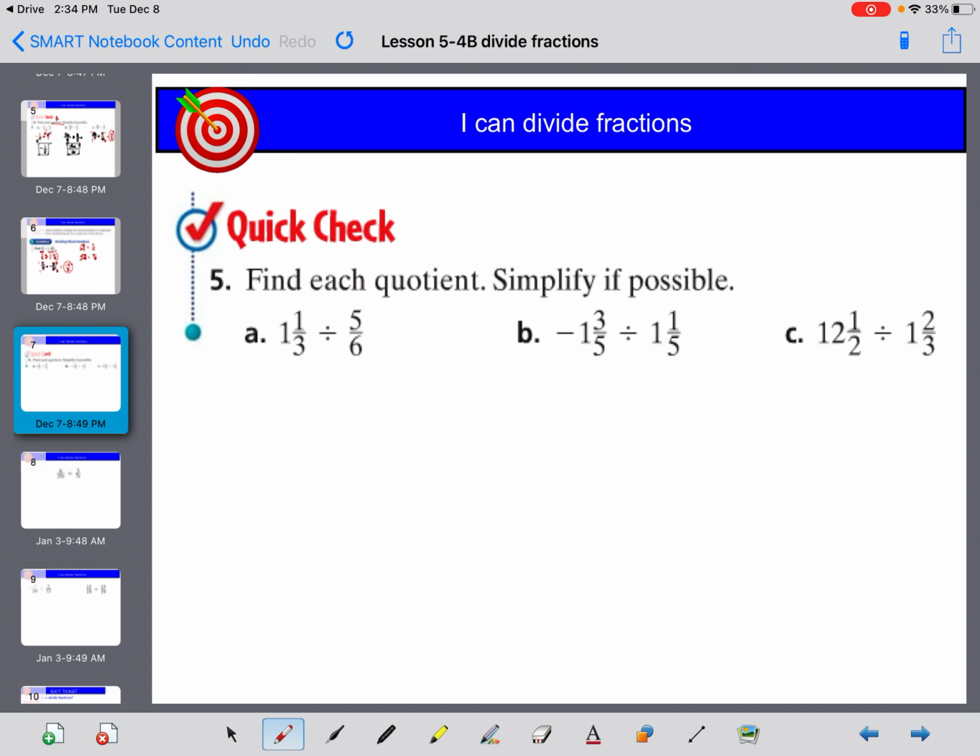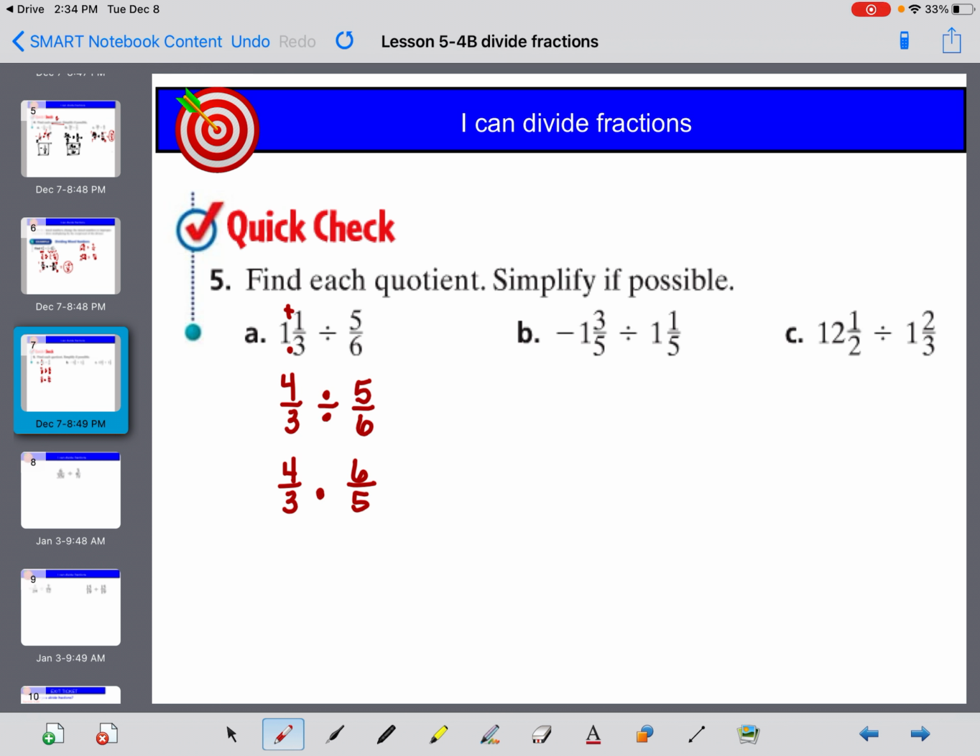That might give you a bit of a challenge, so I'd like to work one more together with you. This one is also in your notes, so let's try it. 1 and 1/3. I need to convert that to improper. 1 times 3 is 3, plus 1 is 4/3. I keep the problem division because the first step is to convert all mixed numbers to improper. Then I begin the solving process.